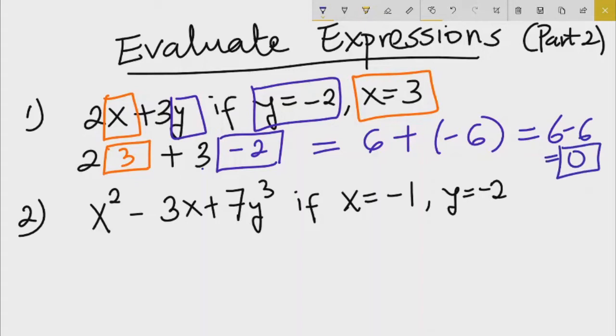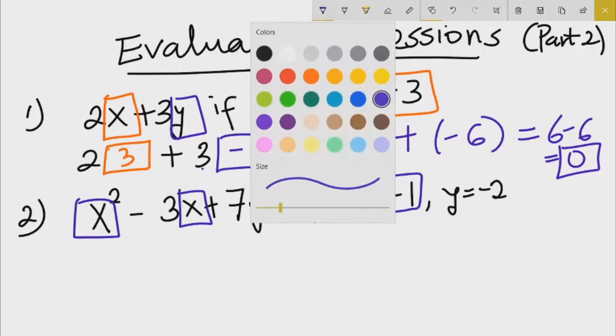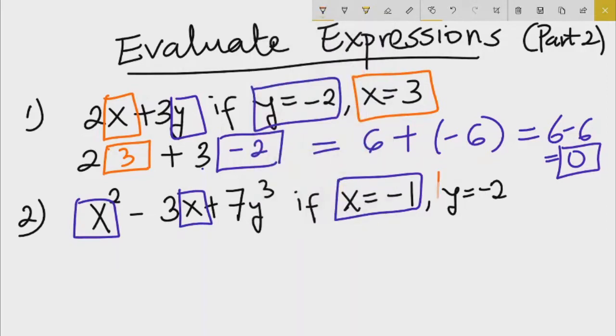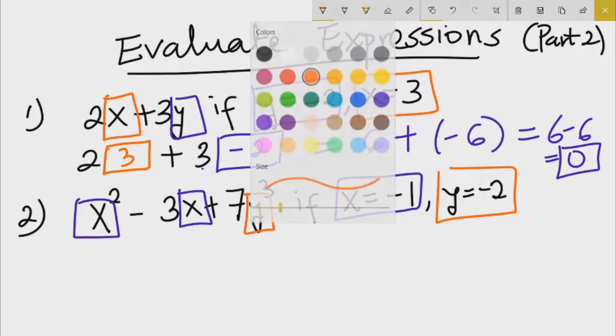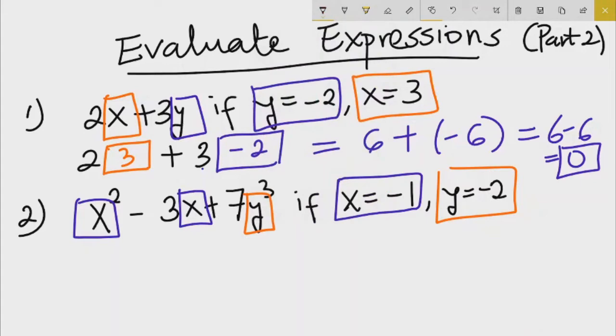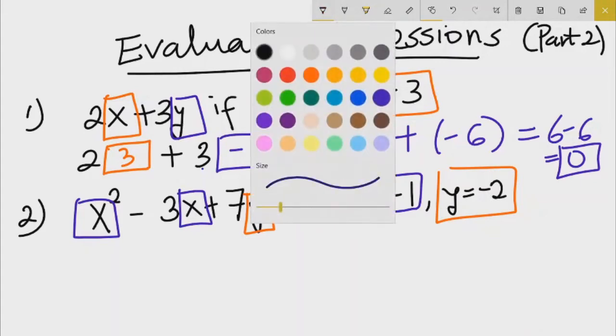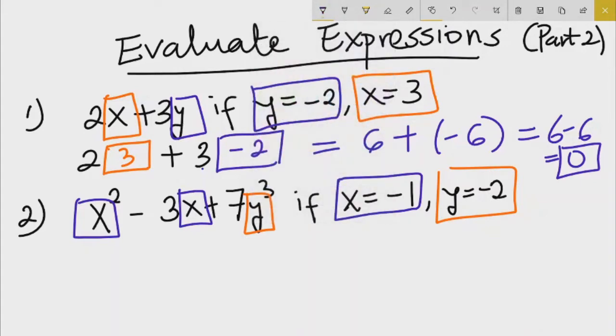So for example 2, example 2 also has 2 variables. Our x in example 2 is -1. So wherever you find x, you replace that x with -1. And wherever you find y, you replace the y with -2. Okay. So in this case, this expression is going to be -1, okay, so that -1 is raised to the power of 2.